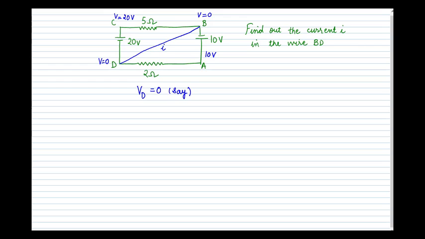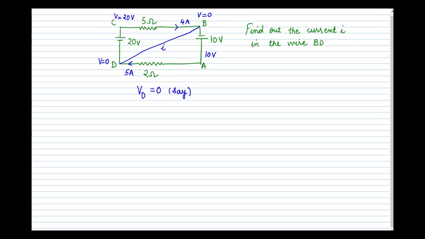So the current that will come out will be I is equal to V upon R. 10 upon 2 will give us 5 ampere. And similarly here it is 20 and this is 5, so the current will be 4 ampere here.